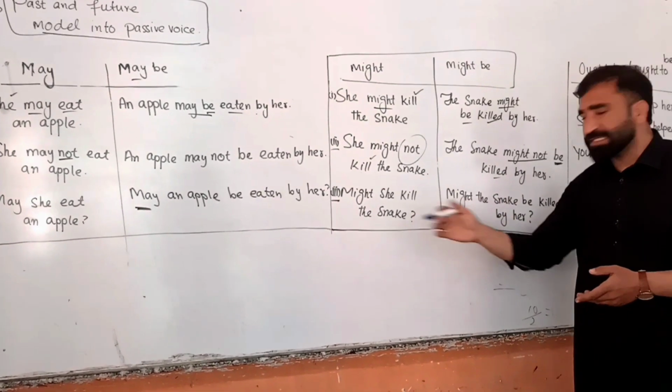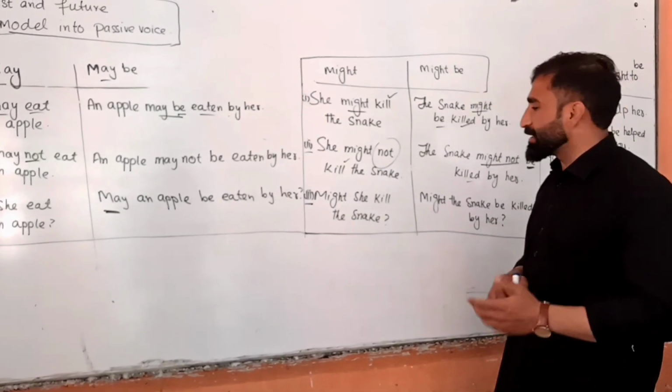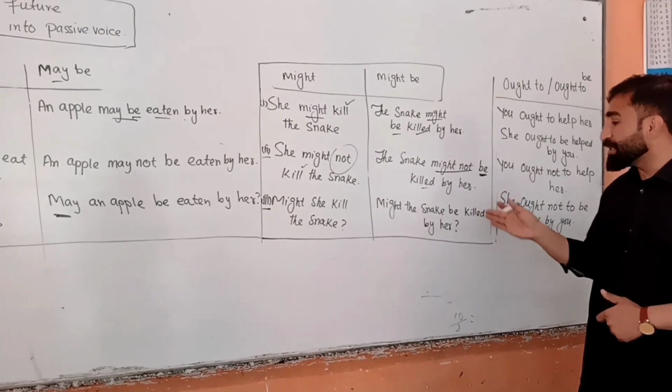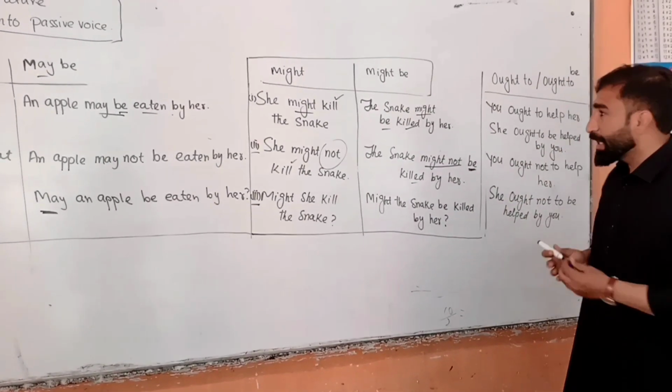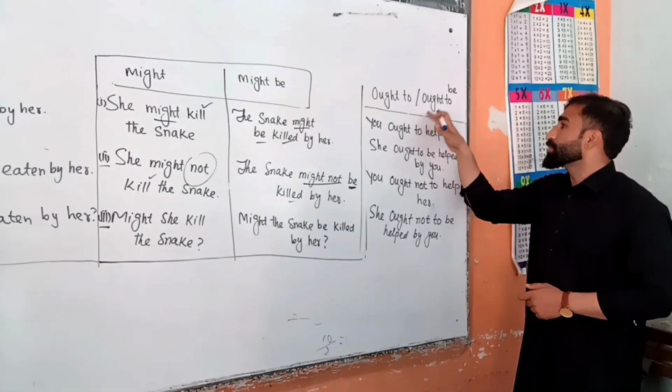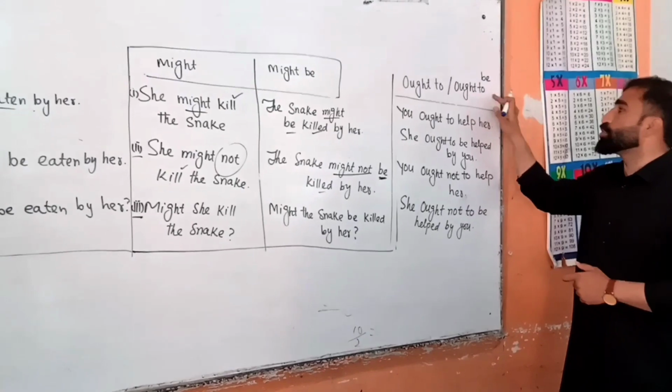Might she kill the snake? This is an interrogative sentence. In passive voice: Might the snake be killed by her? Now let's discuss "ought to". "Ought to" will be changed into "ought to be".